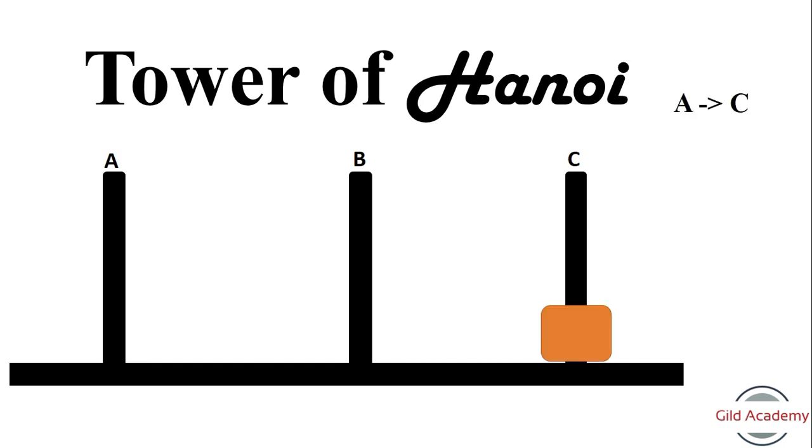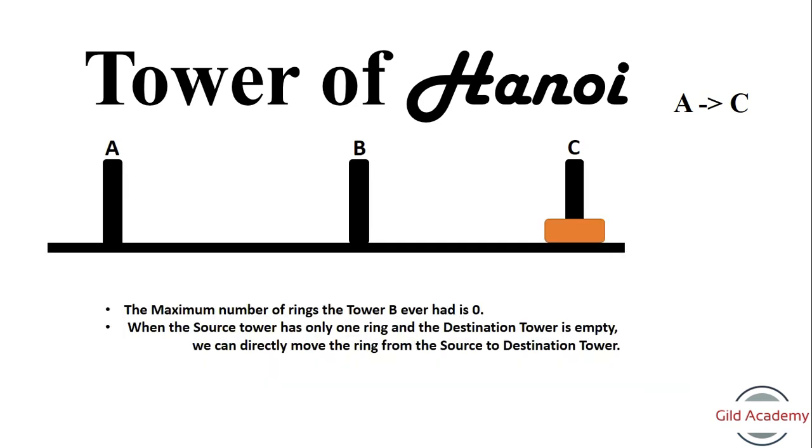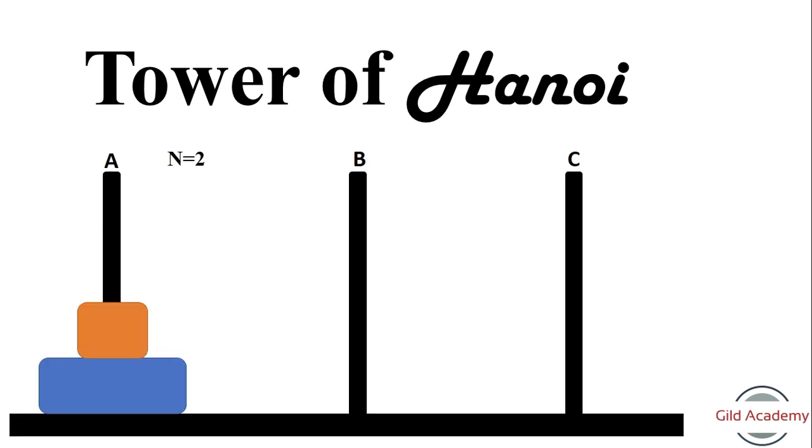So let's have a note of what are the observations that we can make. The observations are: the maximum number of rings that the auxiliary tower, tower B, ever had during the course of the solution was 0. And when the source tower has only one ring and the destination tower is empty, we can directly move the ring from the source tower to the destination tower. That is, we move the ring from tower A to tower C.